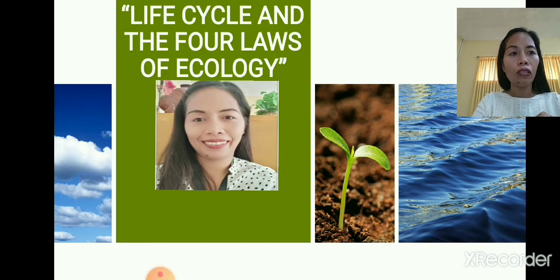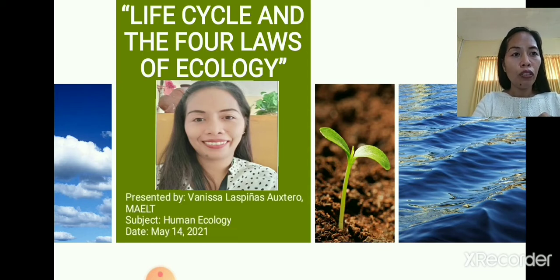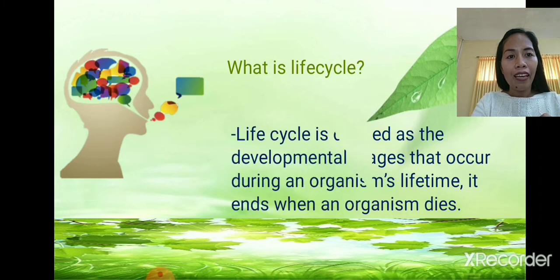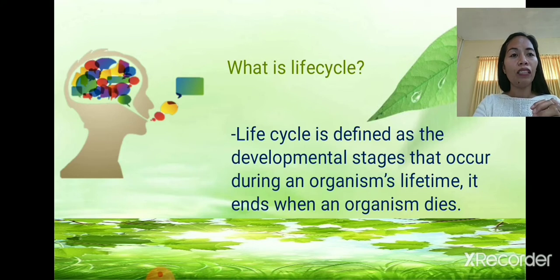I'll be presenting to you the life cycle and the 4 laws of ecology. But before we dig into the 4 laws of ecology, let us review first on what is life cycle. So what is life cycle? Life cycle is defined as the developmental stages that occur during an organism's lifetime, and it ends when an organism dies. A life cycle can be comprised of 3 basic stages depending on the species.